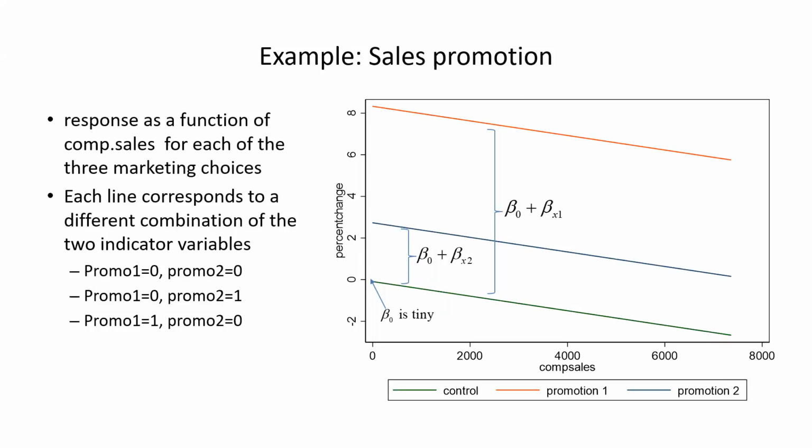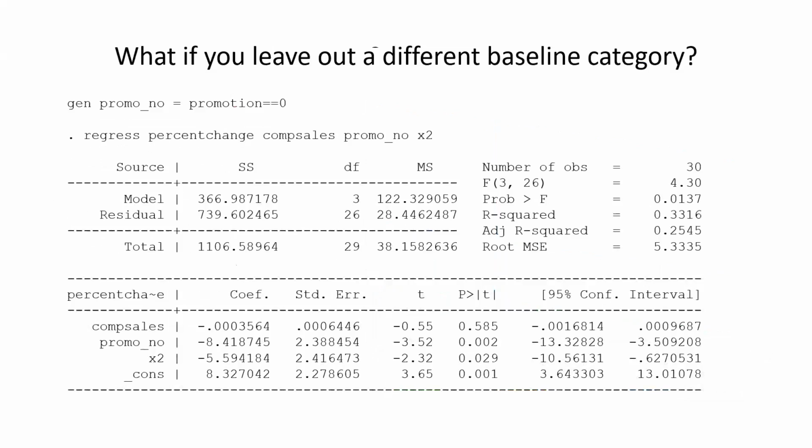Okay. What happens when we leave out a different baseline category? So here, for example, instead of leaving out no promotion, I'm now going to leave out X1. So I'm leaving out promotion 1. So I have an indicator for no promotion, meaning the current state of affairs, and the second promotion.